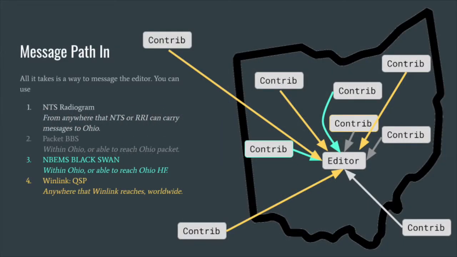The QSP editor is at Bexley station KD8TTE in Ohio. We'll show how to send your subscription request or submission in 4 different ways: NTS radiogram, Packet BBS, NBEMS in or near Ohio, and finally Winlink.